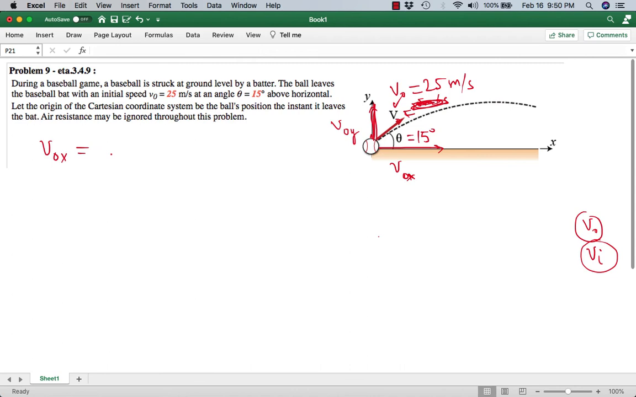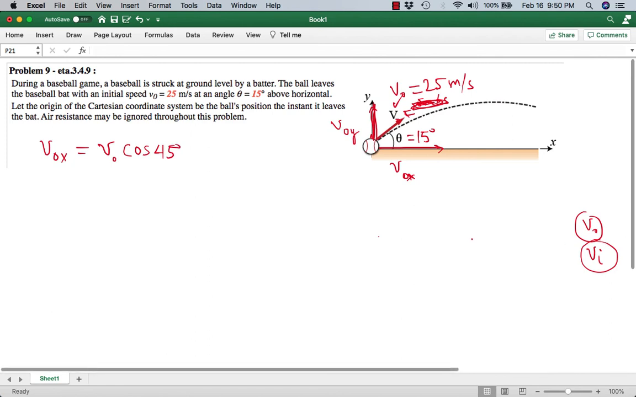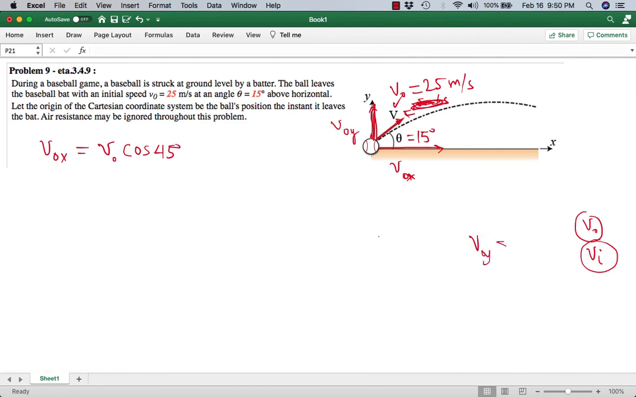But if you don't want to do the detailed derivation, you can just memorize that. Vox is Vo cosine 45 degrees. And also if you want to know Voy, Voy is away from this angle, so it gets sine. So Vo sine 45 degrees. So that's the expression that we want.